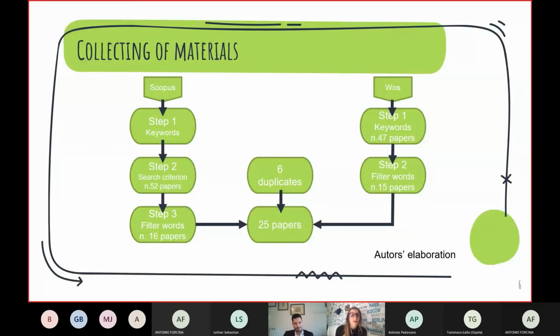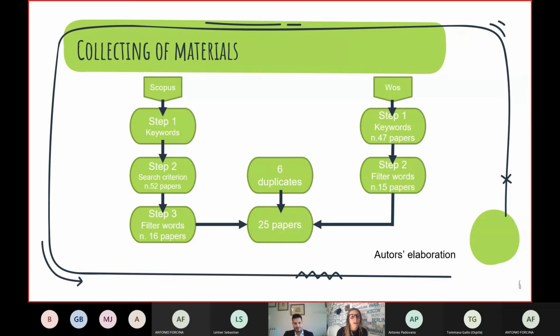The next step is called collecting of materials and identifies the step to collect the papers with online database. We used two different databases, Scopus and Web of Science. To identify the papers, we followed two different processes. In Scopus, there were two steps.